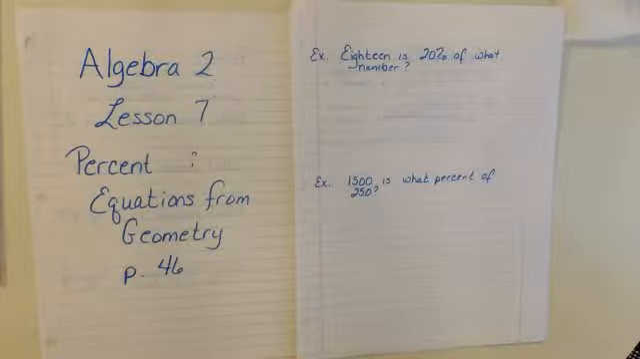Hi, this is Algebra 2, Lesson 7. We're going to talk about percent, and we're going to do some equations from geometry. We're starting on page 46.